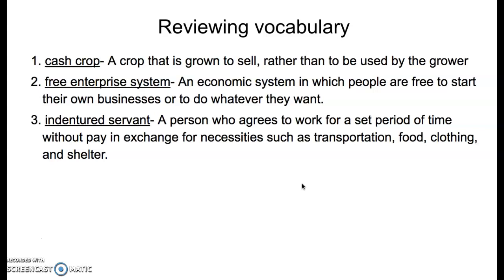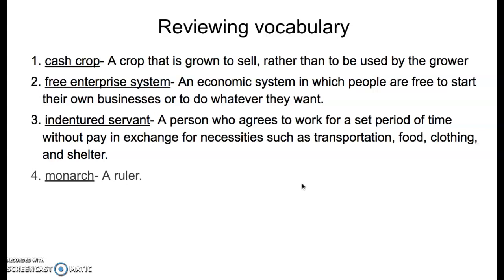Indentured servants made up a large part of the labor force early in colonial history, because a lot of people that wanted to come to the New World couldn't afford the cost of passage on a ship, and so they paid with their labor of 7 years. And if they survived that servitude after 7 years, they were given their freedom.